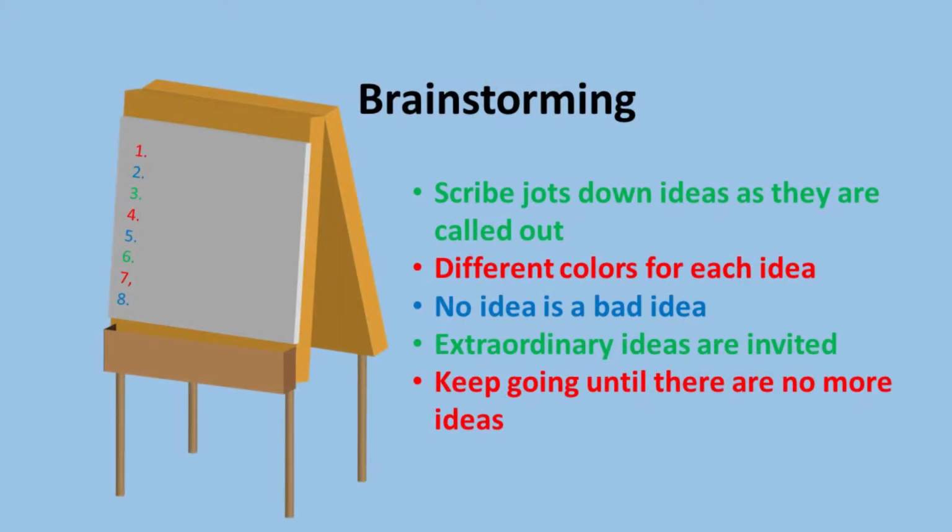In a previous session, brainstorming was encouraged as a tool to generate many ideas fast. Using the flip chart and colored markers, the scribe will jot ideas for interventions. Using different colors for each idea helps differentiate one from another. Remember, no idea is a bad idea, and extraordinary ones are invited at this point. Keep going until the team has no more ideas.